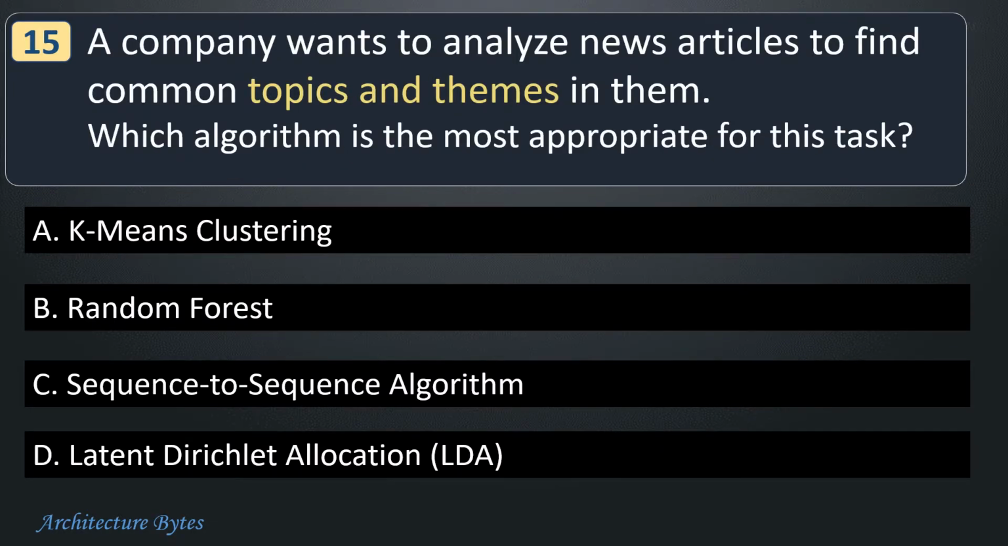A company wants to analyze news articles to find common topics and themes in them. Which algorithm is most appropriate for this task? Our options are A. K-means clustering, B. Random forest, C. Sequence-to-sequence algorithm, or D. Latent Dirichlet allocation.